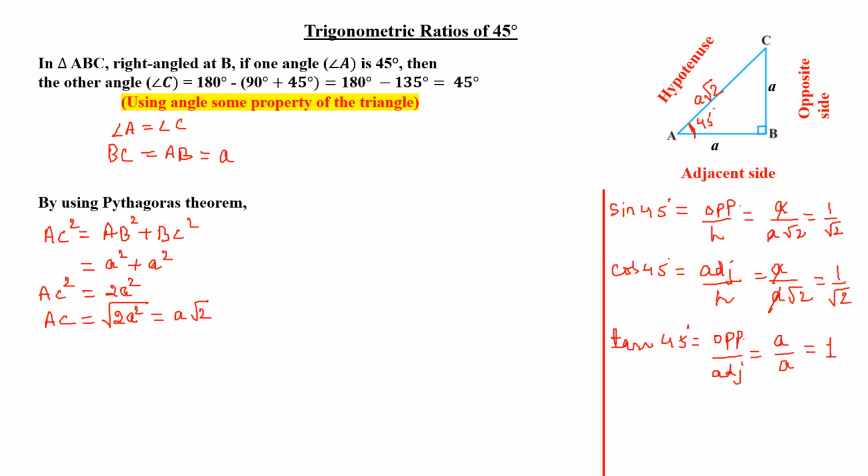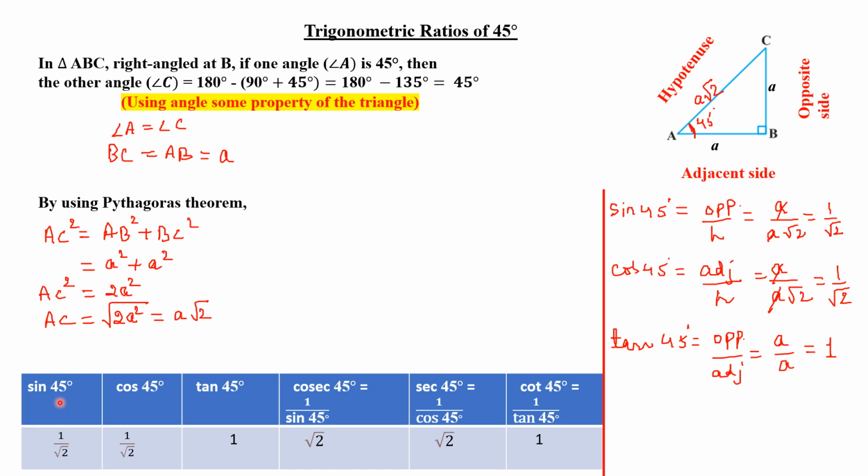Now once you get the trigonometric ratios of sine, cos and tan, the other three trigonometric ratios you can easily find out because they are the reciprocal of these. So let's keep it all in one table. From here we can see sine 45 degree is 1 by root 2, which I have found over here. Cos 45 is also 1 by root 2.